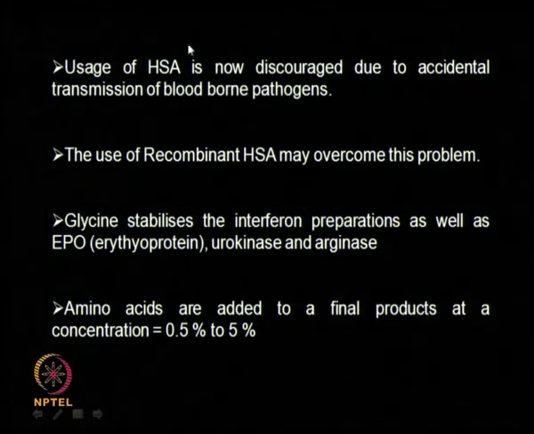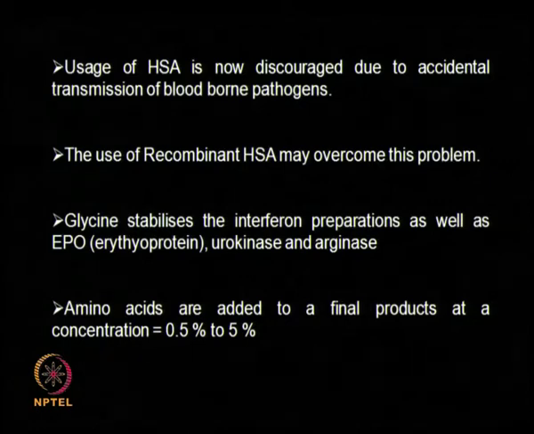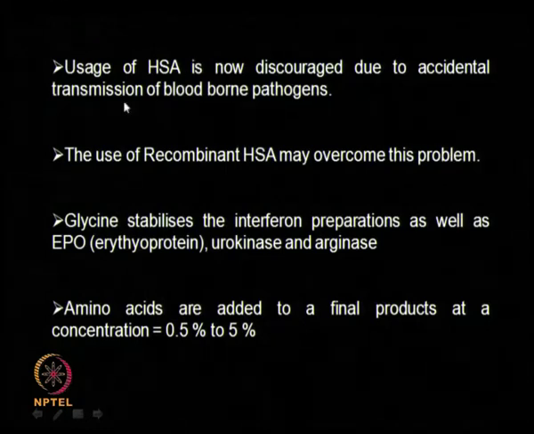So you have to be very careful that the human serum albumin which we use as a stabilizer does not have any blood-borne pathogens. But then new approaches are being adopted, looking at recombinant human serum albumin, so that we do not directly use human serum albumin from human blood, but we can think about recombinant HSA. So this can overcome the problem of transmission of blood-borne pathogens.